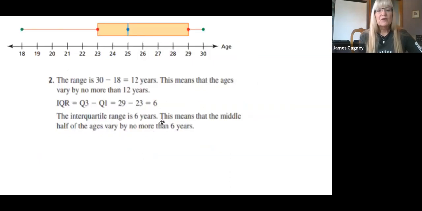The range is 30 minus 18, or 12 years. This means that the ages vary no more than 12 years. IQR, Q3 minus Q1, is 29 minus 23, which is 6. So the interquartile range is 6 years. The middle half of the ages vary by no more than 6 years.